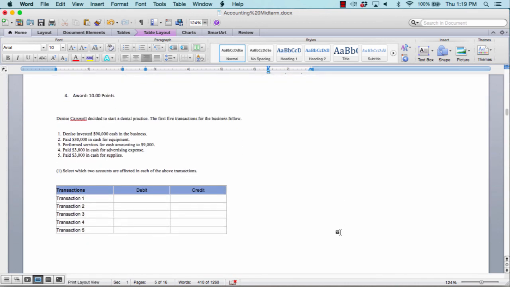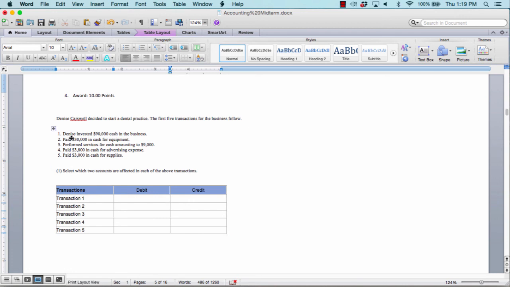Number 4, it says Denise Carswell decided to start a dental practice. The first 5 transactions for the business follow, and they give you the information for the first 5 transactions. And it's asking you to select which 2 accounts are affected in each of the above transactions. Just like your problem number 1, where you have to determine at least 2 accounts that are affected, that's what it's asking you to do here. But it's asking you to determine which one's a debit and which one's a credit, okay?